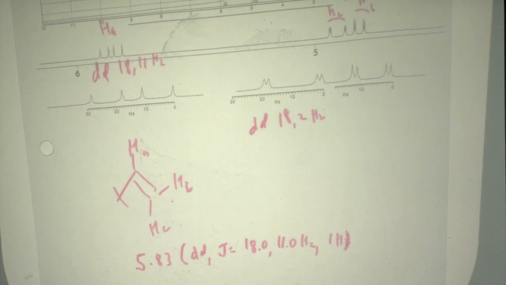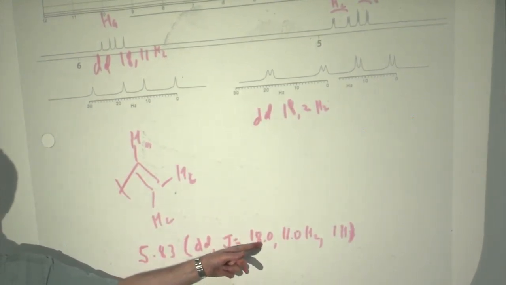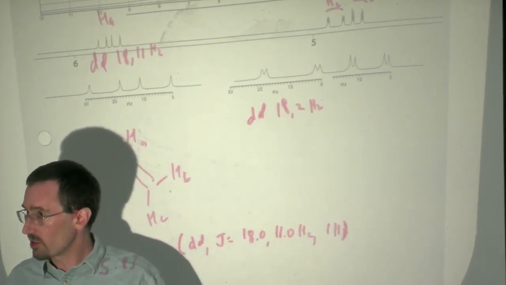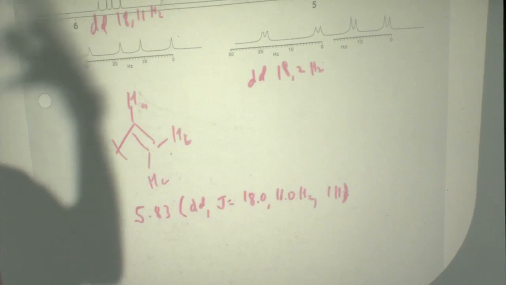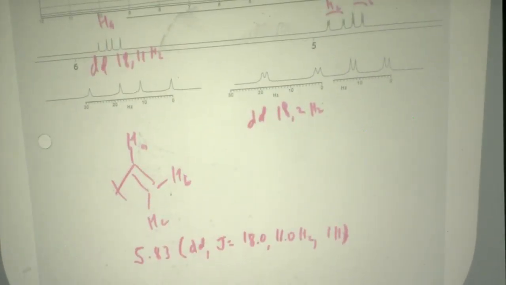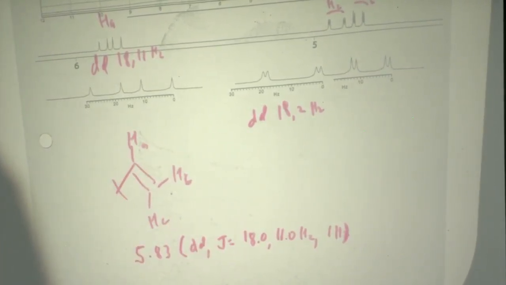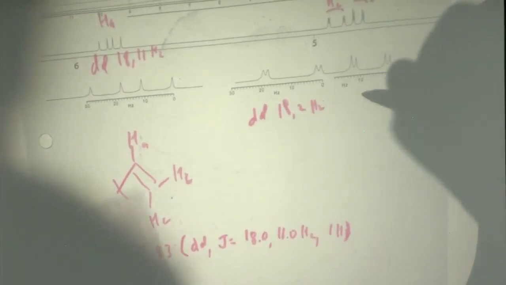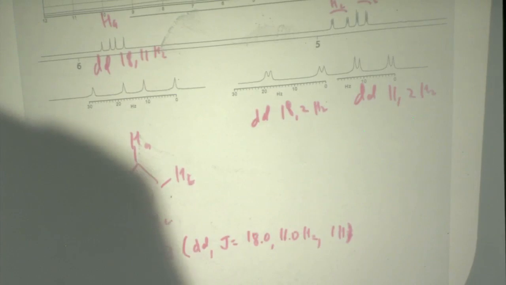Now, mind you, there's digital error, there's experimental error. If I got 17.4 for one and 17.6 for the other, I would report the data that I observe. I would report 17.4 for the one, 17.6 for the other, and that's perfectly reasonable. What about for this one? 2 and 11, and we always report the big coupling constant first, and then the small coupling constant.